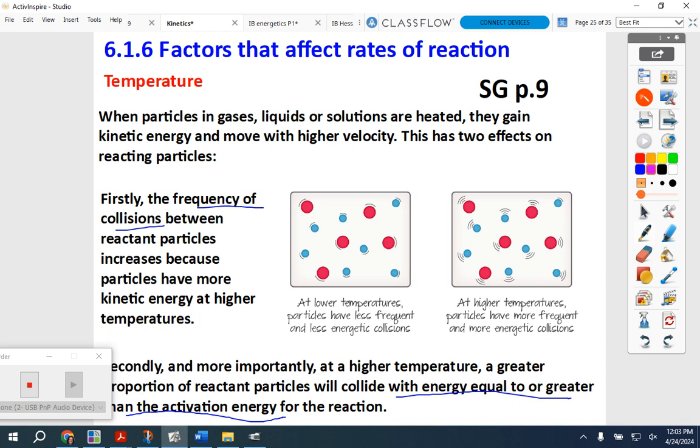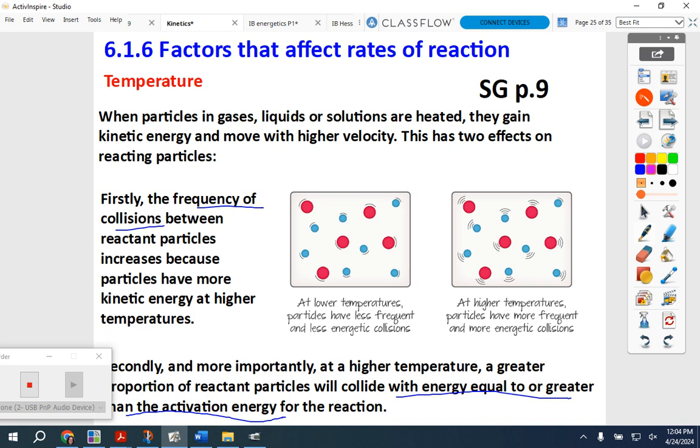First one is temperature, okay? Increased temperature increases the rate of the reaction, right? This is kind of an intuitive thing. You heat something up, it goes faster. But what you need to know about temperature is that it actually has 2 effects on the reaction rate.